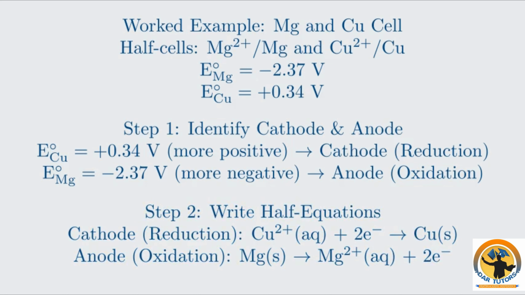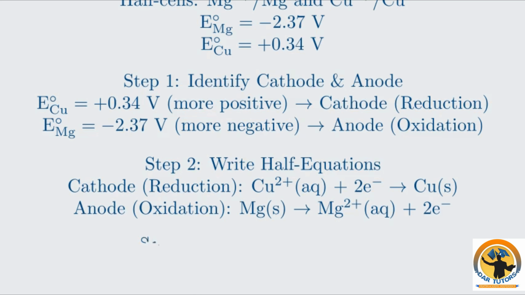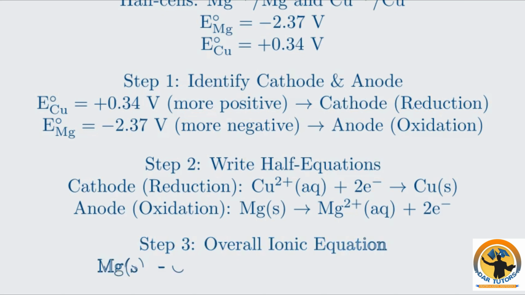Step 3. Combine the half equations to get the overall ionic equation. We need to balance the number of electrons. In this case, both half reactions involve 2 electrons, so they balance out directly. Adding the 2 half equations gives us the net ionic equation: solid magnesium plus copper-2 ions reacts to form magnesium-2 ions and solid copper. Notice how the electrons are cancelled out.